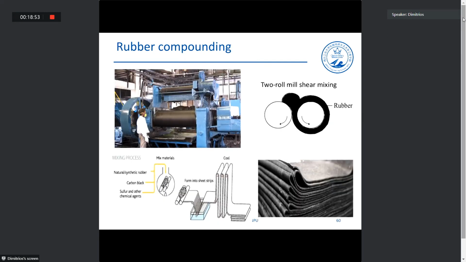Rubber compounding is another technique. It is mostly used to process rubbers or elastomers. As we said, this is a very simple technique. We put the rubber in here, and these two rolls counter-rotate, and we process the rubber.